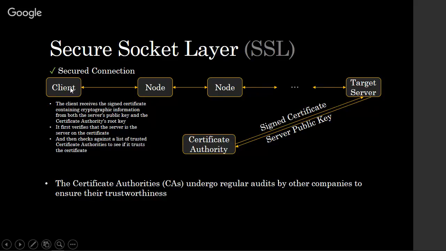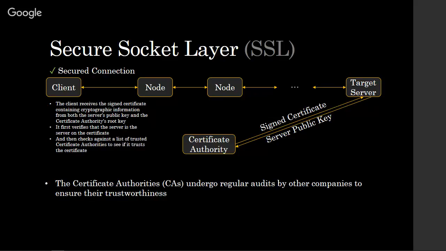So when the client gets hold of the certificate, it verifies that the server on the certificate is actually this server, and that is done using the same private key, public key architecture that was used for SSH. That's the first step. The second step is that the certificate also contains the name of the certificate authority. So it verifies that this certificate was signed by this certificate authority, and whether it trusts this certificate authority. This list of trusted certificate authorities is usually packaged with the client, so your browser usually has this by itself.